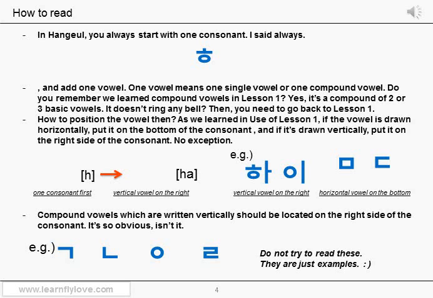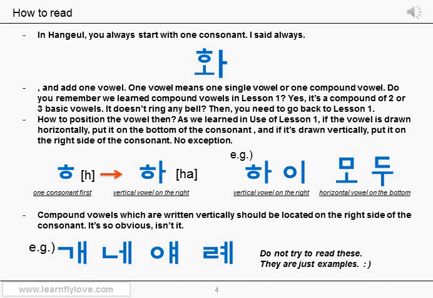How to position the vowel then? As we learned in lesson 1, if the vowel is drawn horizontally, put it on the bottom of the consonant. And if it's drawn vertically, put it on the right side of the consonant. No exception. You always write one consonant first and then put the vowel. Vertical vowel on the right and horizontal vowel on the bottom. Okay? Compound vowels which are written vertically should be located on the right side of the consonant. It's so obvious, isn't it?